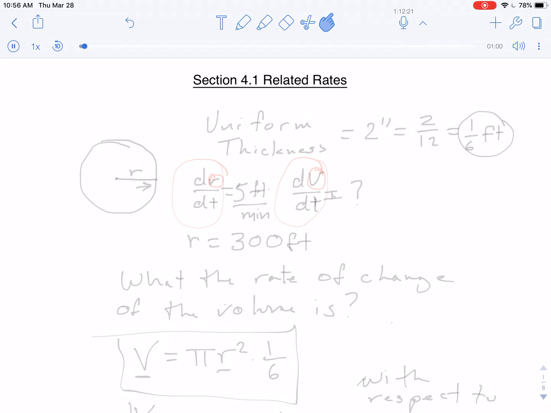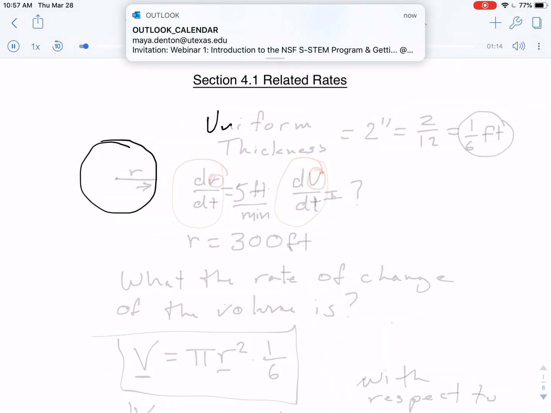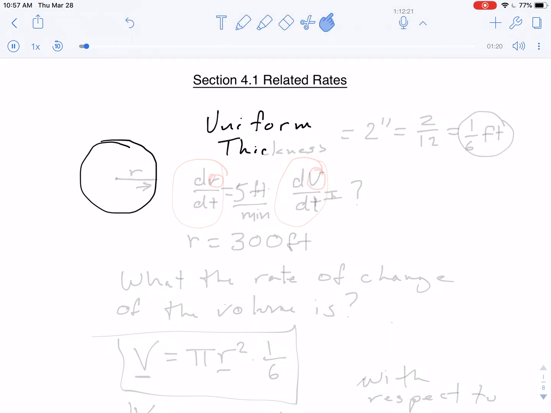So let's get a circle. Here's a circle. Beautiful. There's my circle. And let's assume also uniform thickness, just for simplicity's sake. Let's say it's about 2 inches.